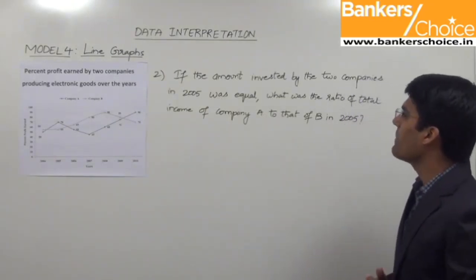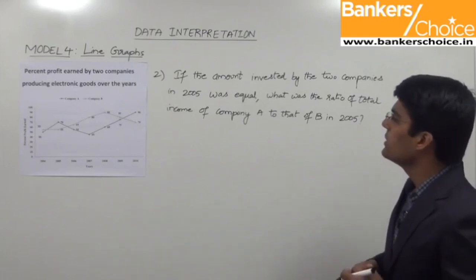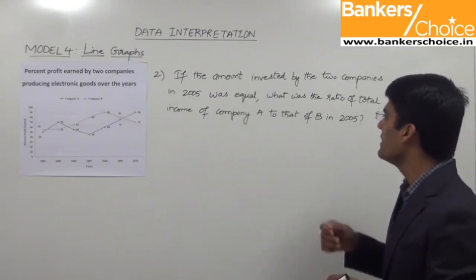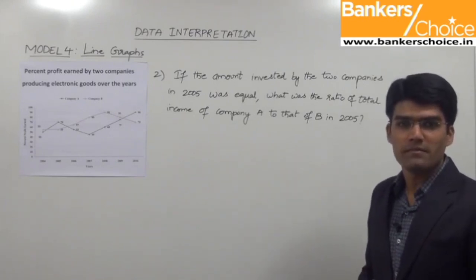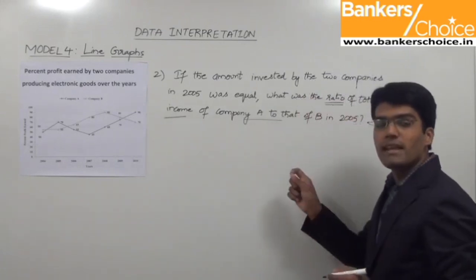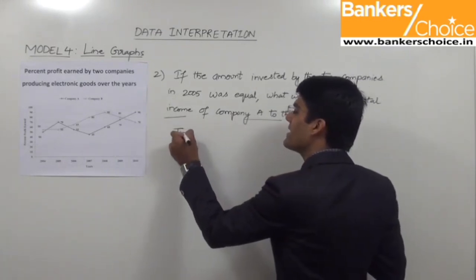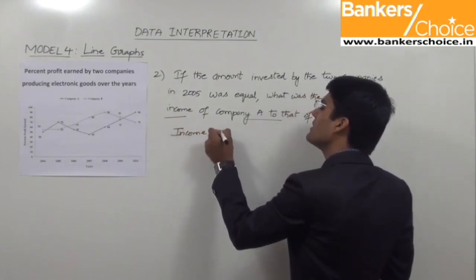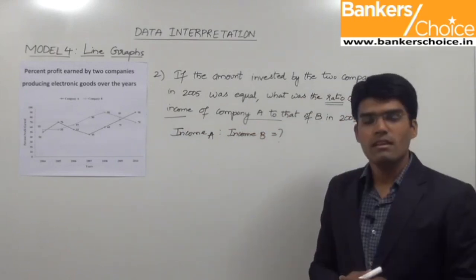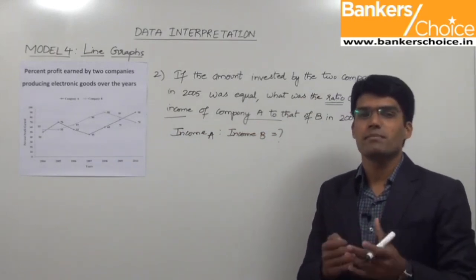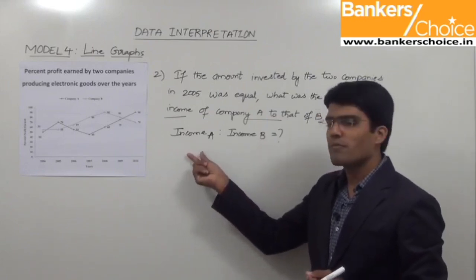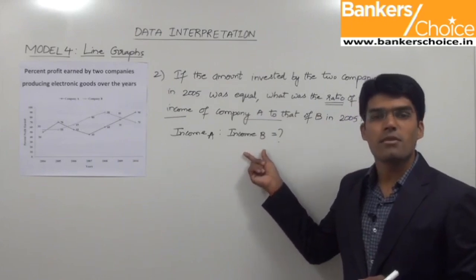The question here is, if the amount invested by the two companies in 2005 was equal, what was the ratio of total income of company A to that of B in 2005? So here we are supposed to find out the ratio of the income of the two companies. Company A is to company B. So the question here is, income of A is to income of B for the year 2005 is to be calculated. We know that income is nothing but expenditure plus profit. So here income of A is to income of B can be taken as expenditure of A plus profit earned by A is to expenditure of B plus profit earned by B.